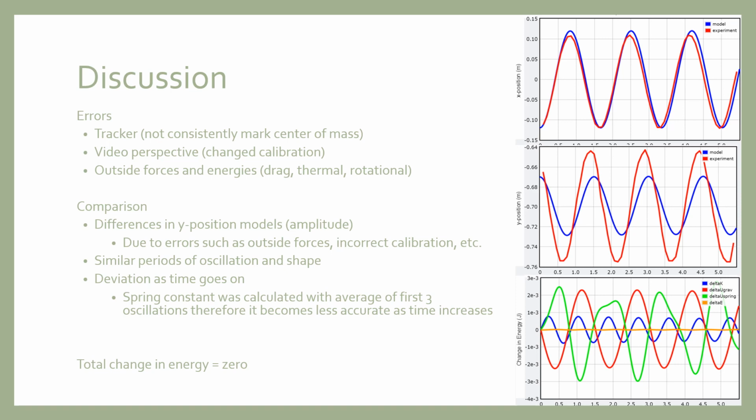In the x-position graph, there is a deviation as time increased, which makes sense because the spring constant was calculated with an average of the first three oscillations. Therefore, it becomes less accurate as time increases.